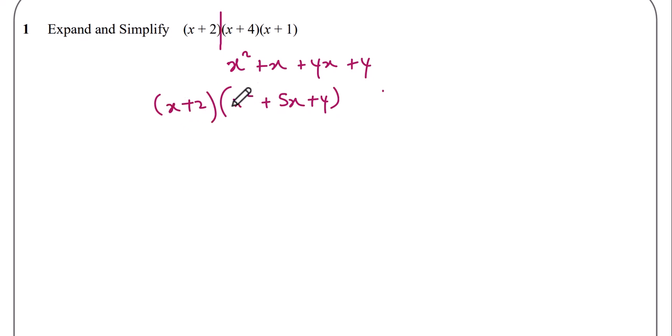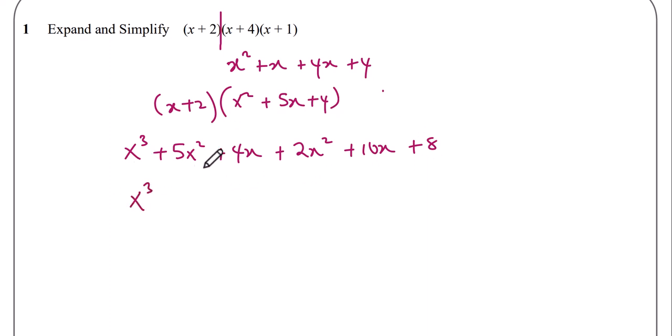So again, you go x times x squared, x cubed, and x times 5x is 5x squared, and x times 4, that's 4x, and 2 times x squared is 2x squared, and 2 times 5x is 10x, and 2 times 4 is 8. Now you can collect like terms. You have x cubed already, and 5x squared and 2x squared is 7x squared, and 4x plus 10x is 14x, and you have only 8 left here, so that's going to be plus 8. So this is the result when you expand this.